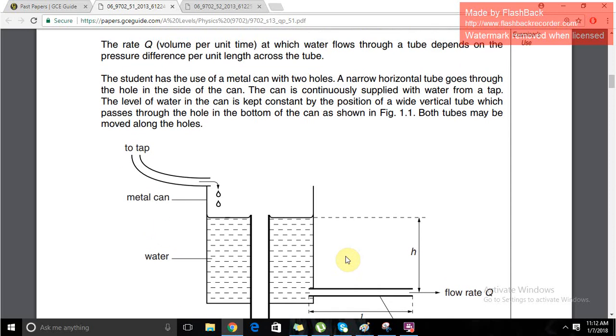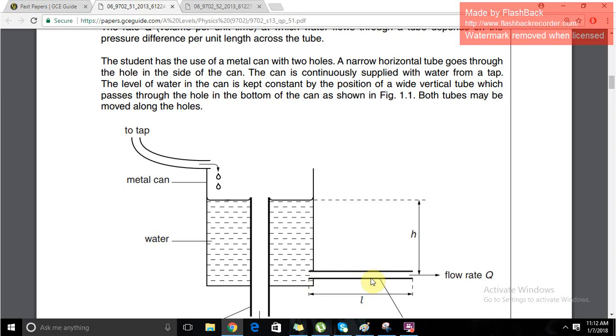And we have a narrow horizontal tube which goes through the hole on the side of the can, and the can is continuously supplied with water from a tap. And how is the water level kept constant? By the position of a wide vertical tube which passes through the hole in the bottom of the can. This is basically overflow. Beyond a certain limit, the water would begin overflowing. And both tubes may be moved along the hole, meaning we can shift their position to the left or to the right, up and down for this one.